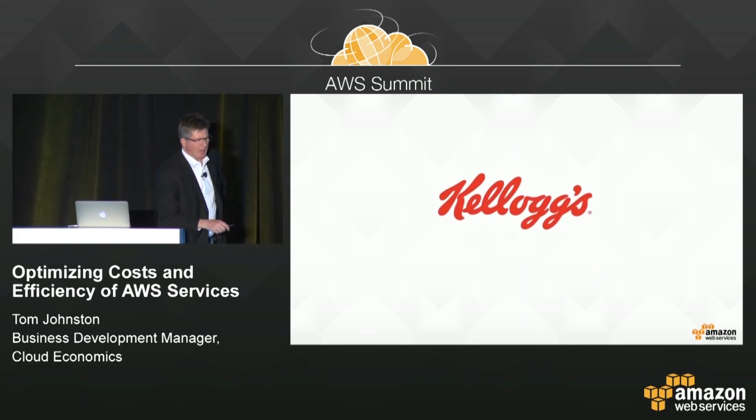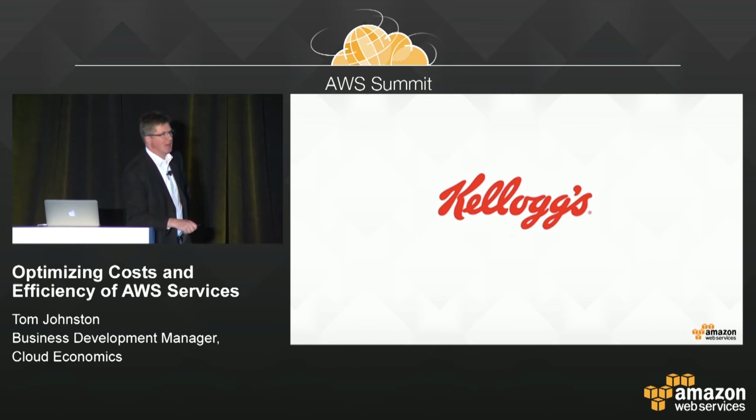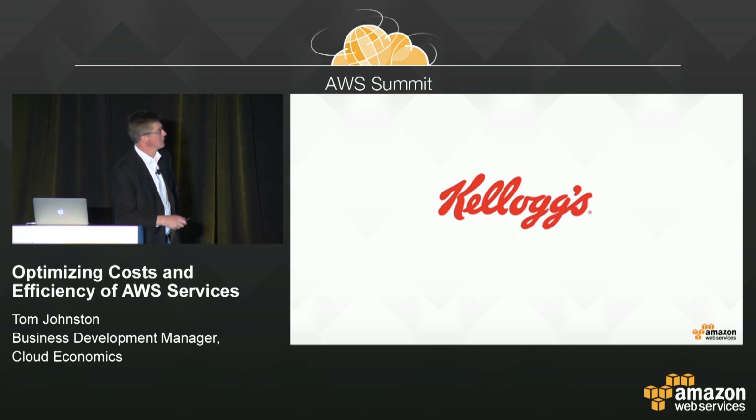So let's talk for a second about what some of the savings might be for the upper-level services. Kellogg's uses our Redshift database, and they estimated that they are saving $900,000 by using this instead of running their own data warehouse. That's a nice big number. That's their estimate. I like that number, $900,000.